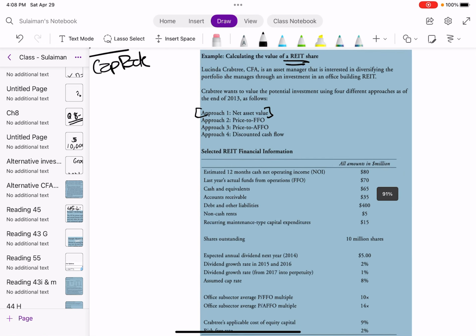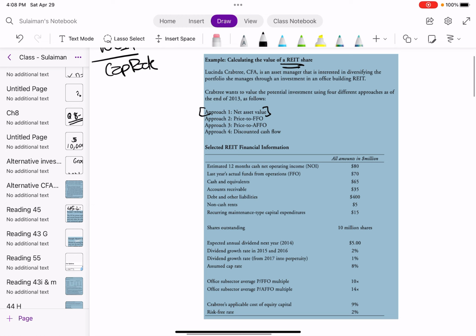So we look at all of the information in here. Just look at the information that's of interest for you to use to get your numbers for the net asset value approach. The estimated 12-month cash net operating income. Do we need this? Yes, we need this. Last year's actual funds from operations. Do we need this? No, we don't need this for this calculation. This is for the FFO calculation.